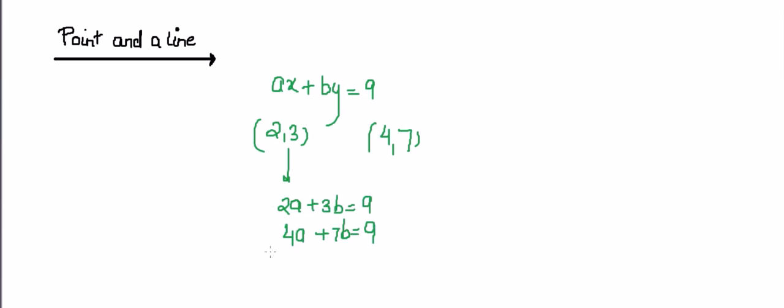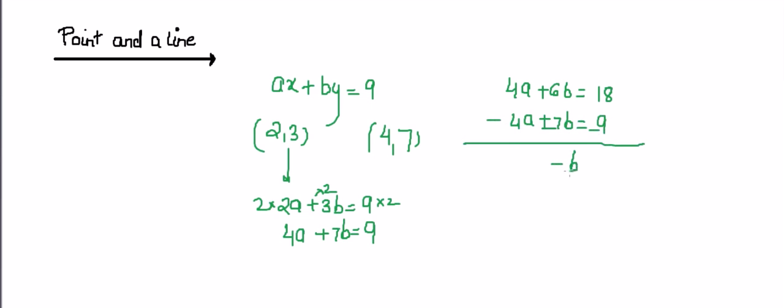Now what you need to do is, just solve the simultaneous equations. So multiply it by 2. So I'll get 4a plus 6b equals 18, and this is 4a plus 7b equals 9. Subtract this, you will get minus b equals 9, that is b equals negative 9. And then put the value of b in any of the equations, just put the value of b here.